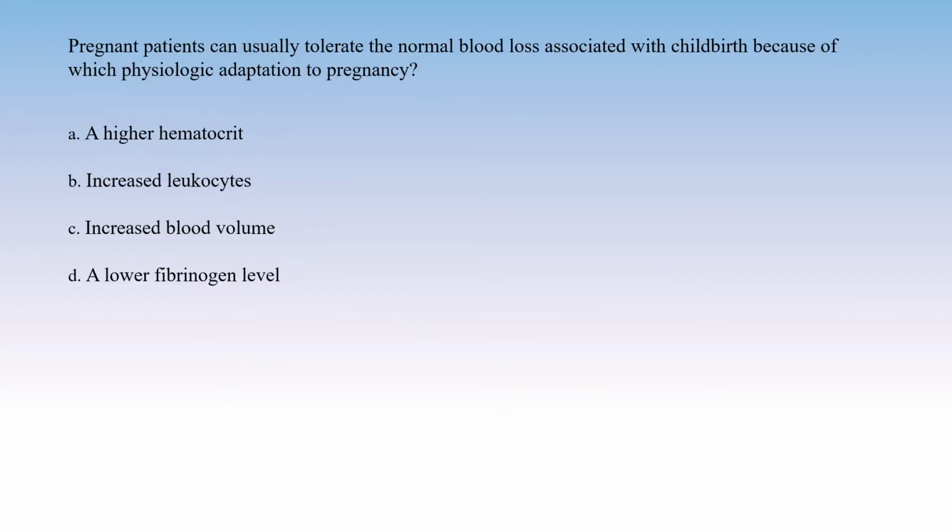Pregnant patients can usually tolerate the normal blood loss associated with childbirth because of which physiologic adaptation to pregnancy: A. A higher hematocrit, B. Increased leukocytes, C. Increased blood volume, D. A lower fibrinogen level.